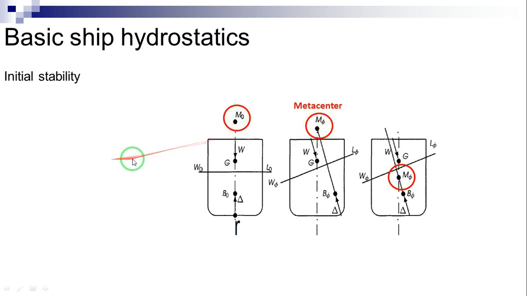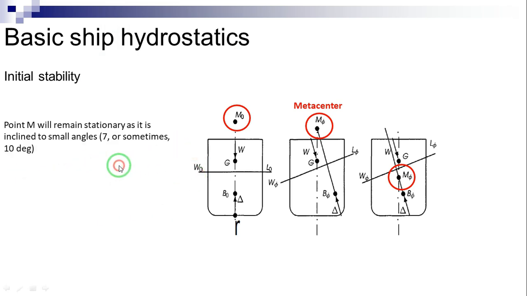It must be emphasized here that the definition of the metacenter is not connected at all with the form of a ship. Therefore, the fact that in the above figures the metacenter is the intersection of the new line of action of the buoyancy force and the center line is true only for symmetrical hulls heeled from the upright condition, unless there's an abrupt change in the shape of the ship in the vicinity of the waterline. Point M will remain practically stationary with respect to the ship as it is inclined to small angles up to about 7 or sometimes 10 degrees.